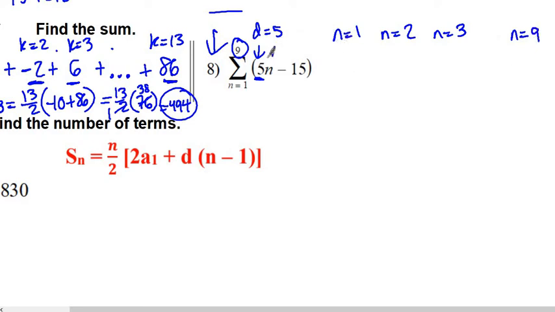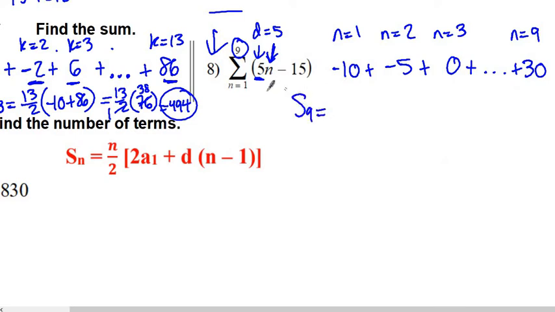So n equals 1. Let's plug in 1 right here. 5 times 1 is 5, minus 15, negative 10. Plug in 2, we'd have 5 times 2, 10 minus 15 is negative 5. Plug in 3 for n, 5 times 3, 15 minus 15 is 0. And then finally plug in 9. 5 times 9, 45 minus 15 is 30. We skipped all the terms in the middle, but that's okay.